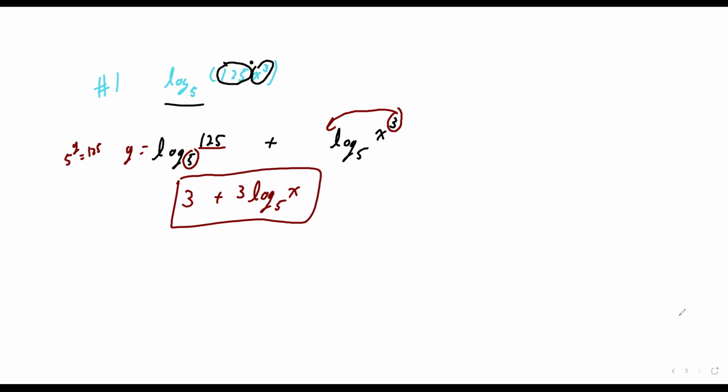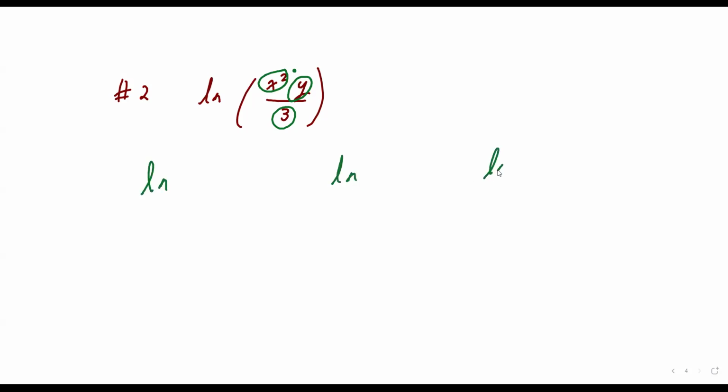All right, let's do another one. So let's look at number 2. This is the natural log of x squared y divided by 3. Once again, when I look at this, I'm going to go, all right, there's one thing times another thing divided by another thing. So that means there's 3 different things going on here. So I'm going to write natural log 3 times.